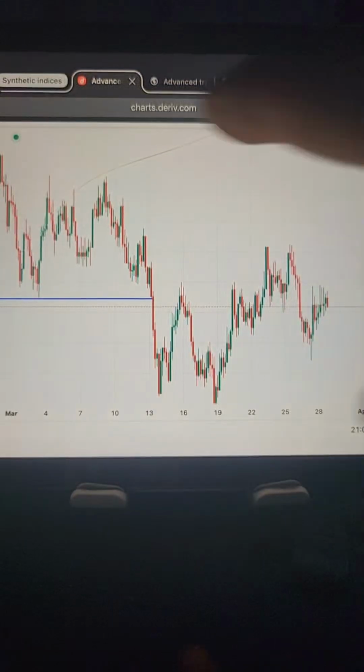So let me switch to a lower time frame. So let's see if we can get confirmation if price is ready to sell or price is winding us. So our external structure is bearish.